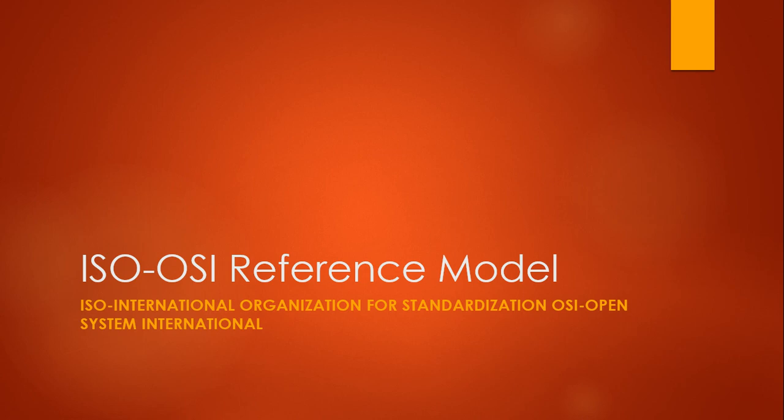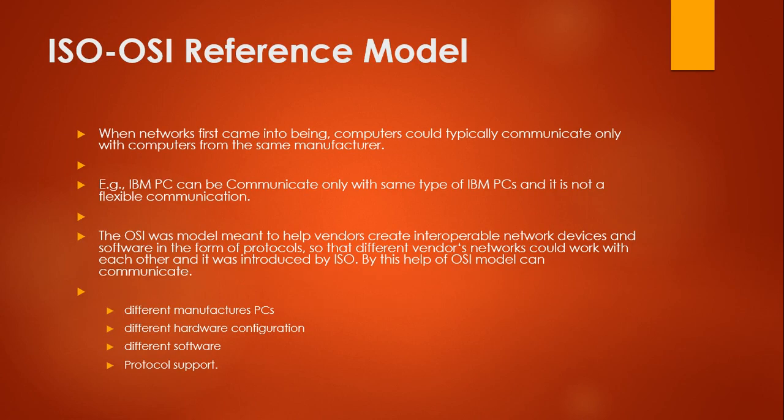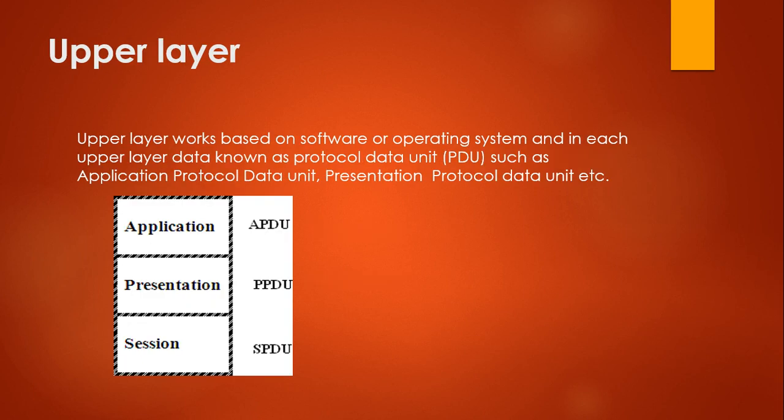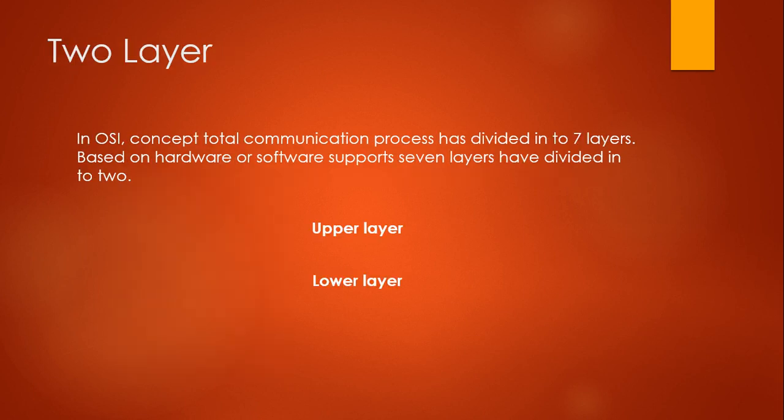Hi दोस्तों, in the last video we discussed the upper layers of the OSI model. Today we will discuss the lower layers. We have divided the OSI layers into two parts: one is the upper layer and the second is the lower layer.